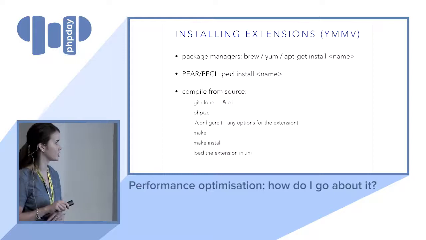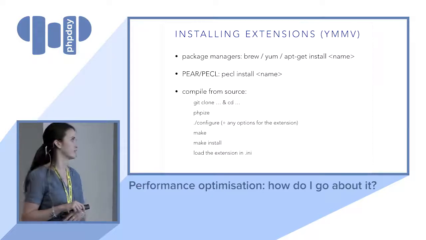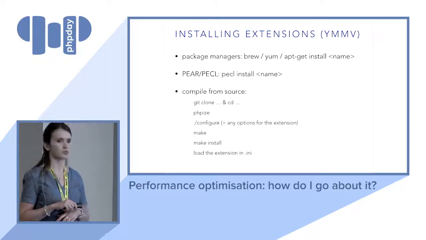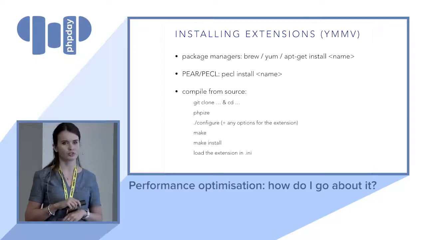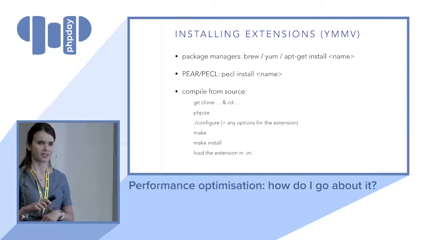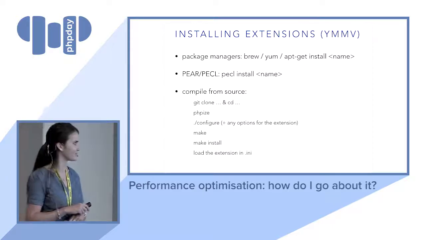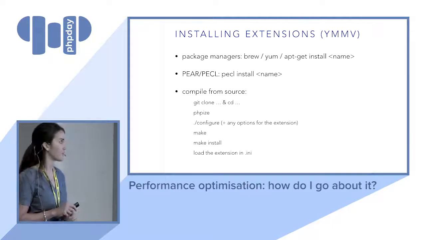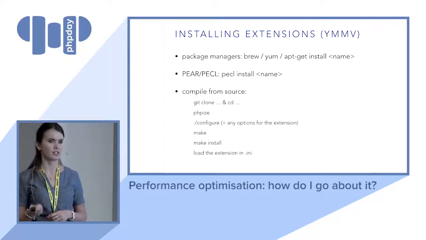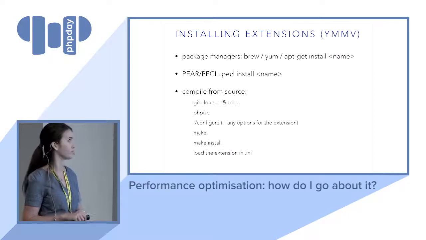You can clone your extension, run phpize on it, and then you just do configure, make, make install, so the typical C way of doing things. And then you need to not forget to load your extension in the php.ini file, because that's very easy to forget. And you're like, well, why do I not see it yet? So don't forget the ini file. The first two methods create the ini file for you, so you don't have to worry about it.